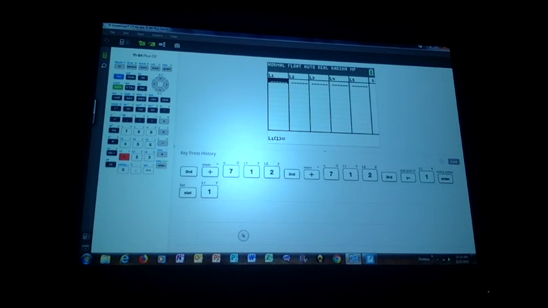If you went through this whole thing and deleted, you shouldn't have anything in L1, L2, L3, do you? Wait, what did you do with your stat? Stat edit. Got it. Everyone there? Yes.